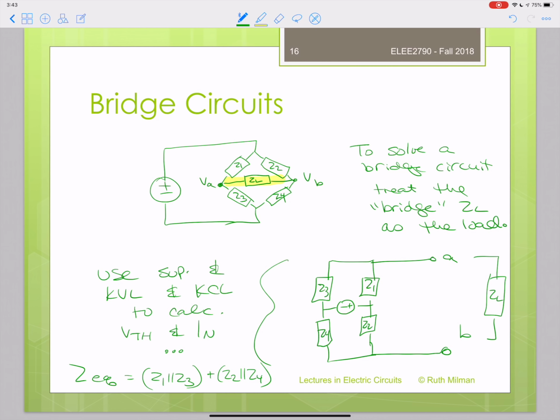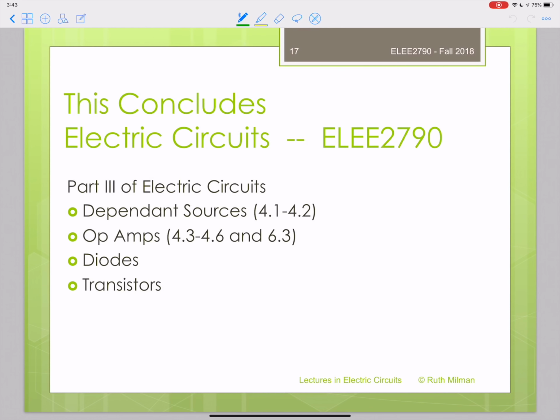And this is just the last little something to think about. It's another framework and setup for what you can do. And this concludes Unit 3, and this also concludes our electric circuits course. So in Unit 3, the main things we've covered are dependent sources, op amps, diodes, and transistors.